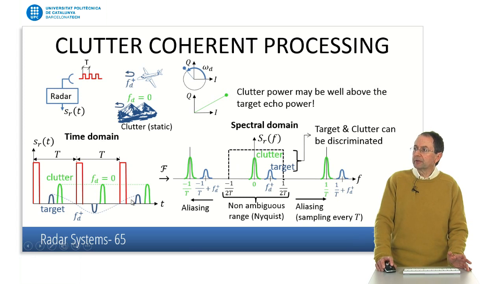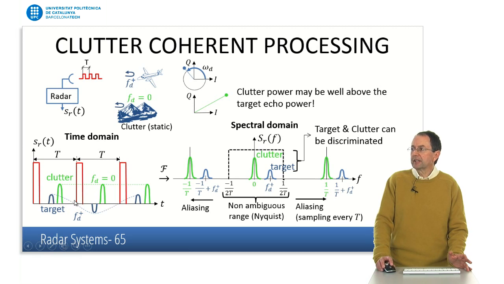Then if we look at the spectrum, okay, this is what happens in the time domain. Clutter is constant, target is affected by the Doppler, so it's changing the phase from one pulse to the next one. Then if we look at the spectrum of the signals, clutter is centered at zero, usually, and the target sits on top of a certain positive or negative Doppler term.